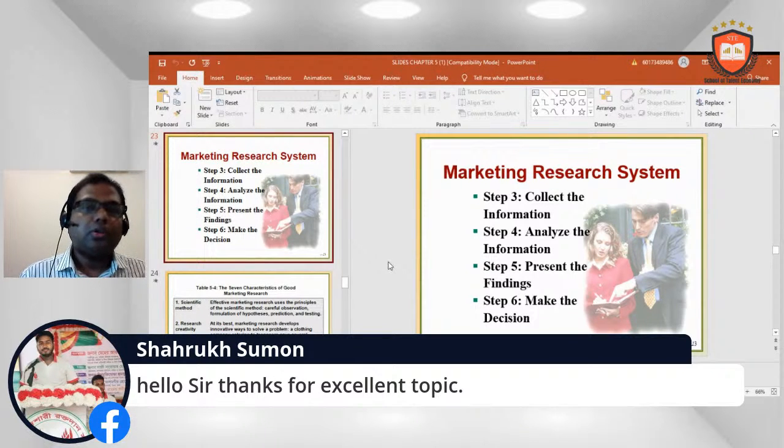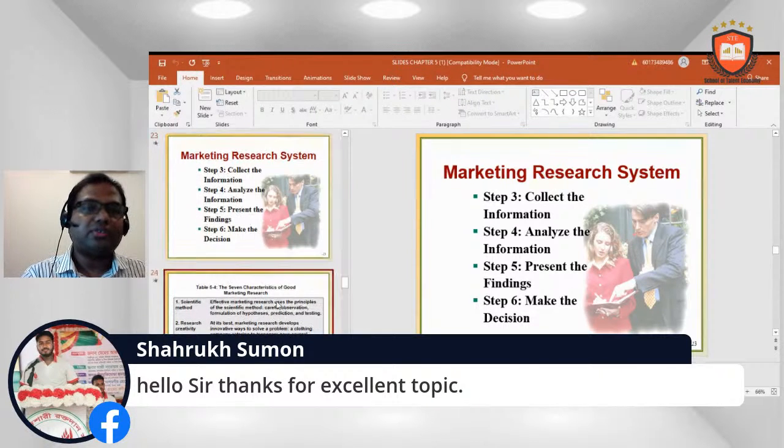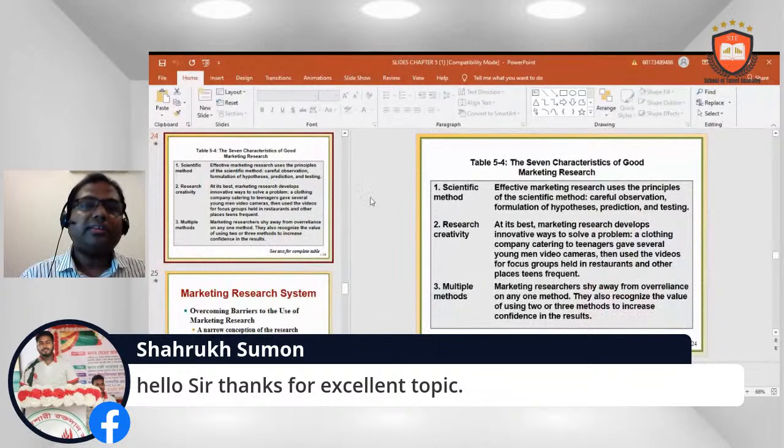So first of all, we have to collect a lot of information. Then we have to analyze the information. Then we have to present the findings and make the decisions. So if we want to do these things, there is a scientific method. Effective marketing research uses the principles of the scientific method: careful observations, formulation of hypotheses, predictions, and testing.